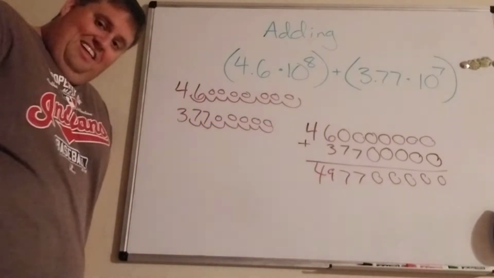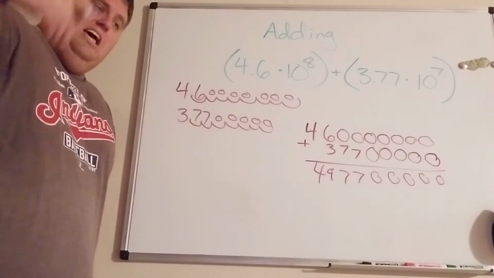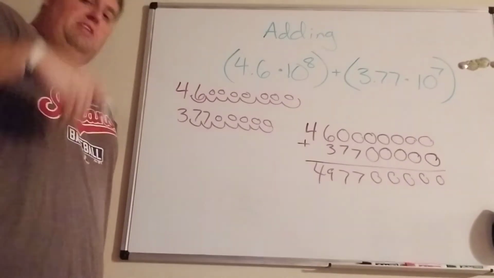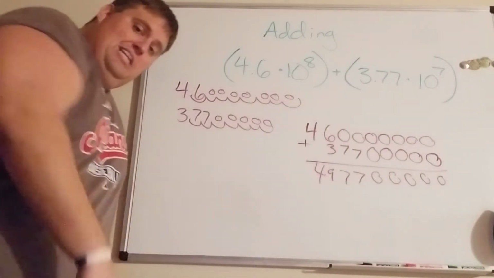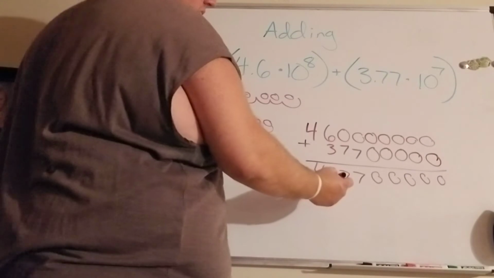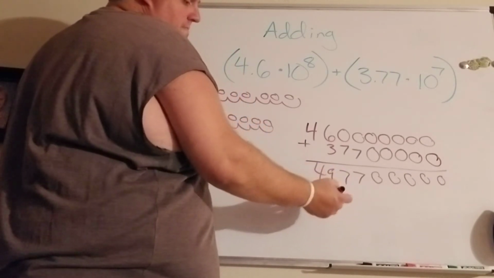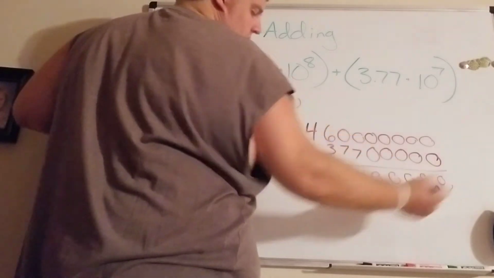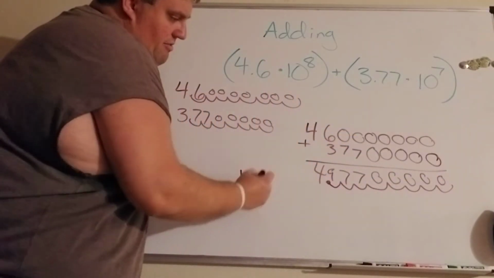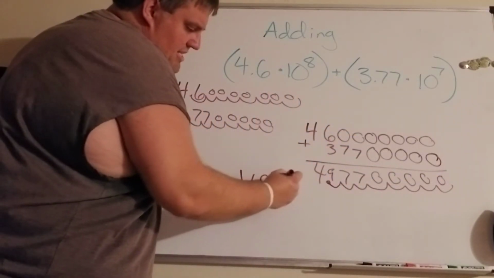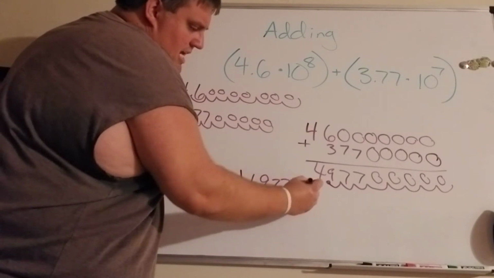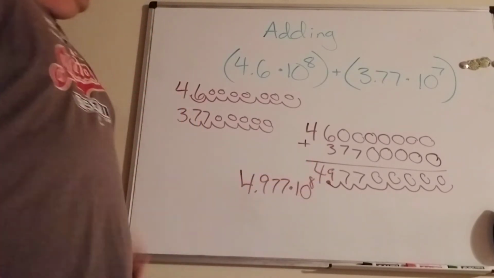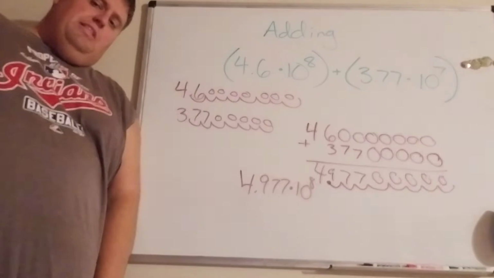But then another thing that's not great is they always want the answer in scientific notation. So now I've got to put it back in scientific notation. Put the decimal after the first number that's not 0. Count your spaces. 1, 2, 3, 4, 5, 6, 7, 8. So my final answer here would be 4.977 times 10 to the 8th. And if I add those 2 together, that's exactly what I'm going to get.